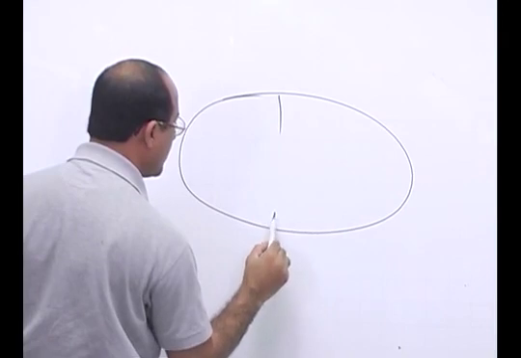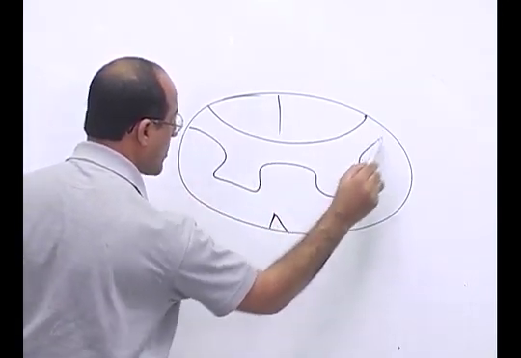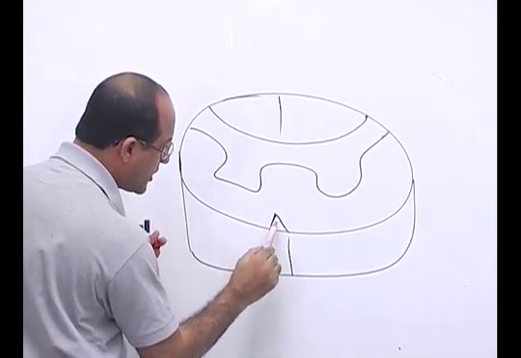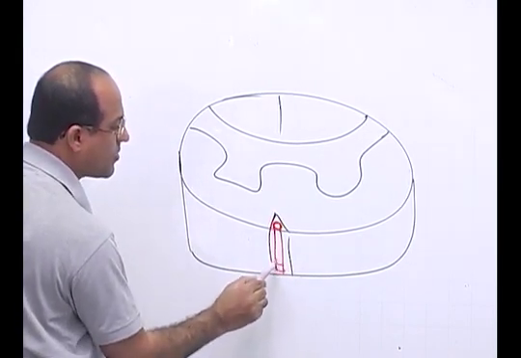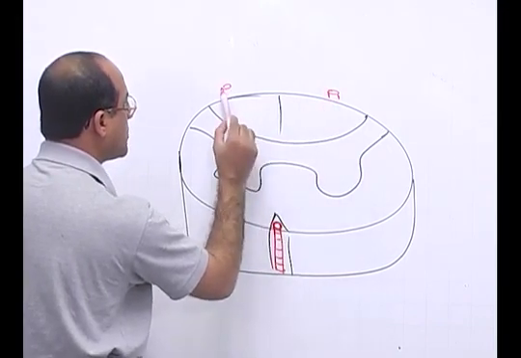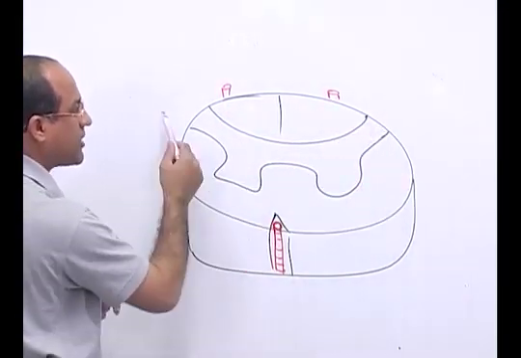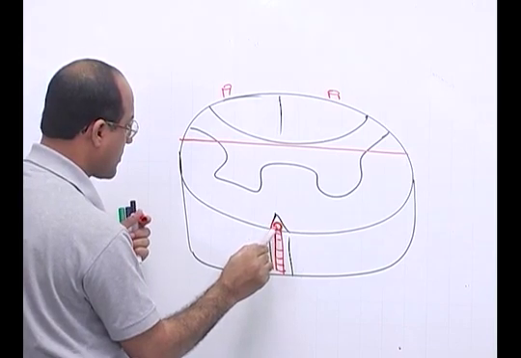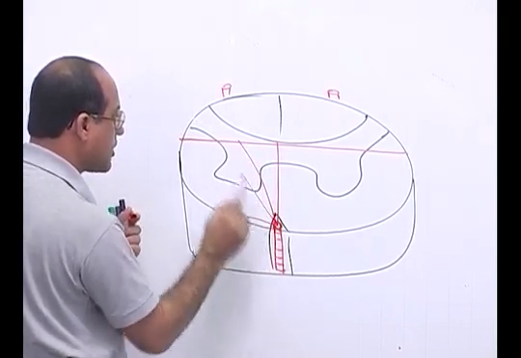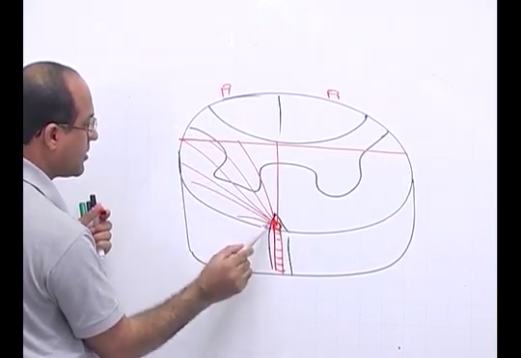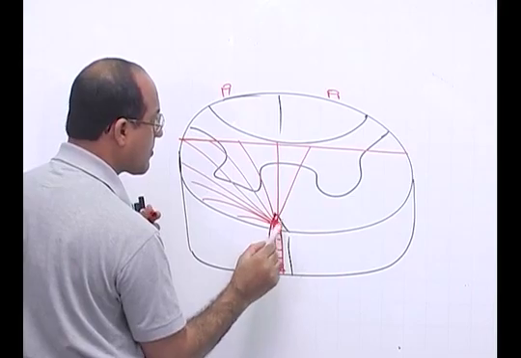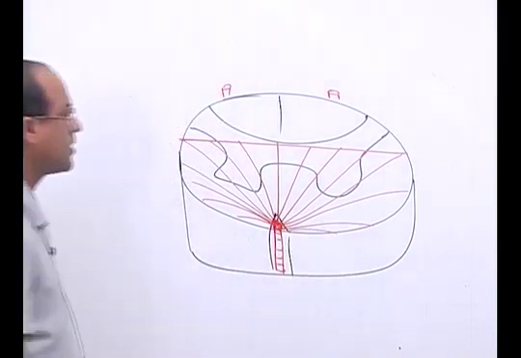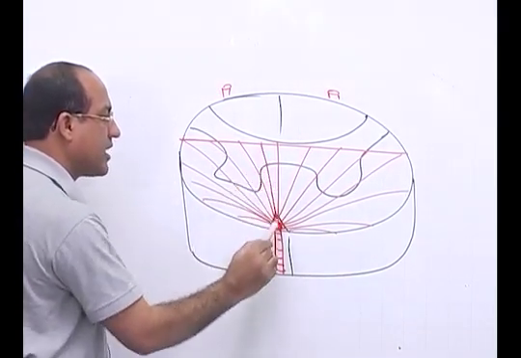If this is your spinal cord, here is the anterior spinal artery, right? And here are the posterior spinal arteries. Then there are some arteries from the sides which are coming. Now the anterior spinal artery supplies anterior 2/3 of the spinal cord. This is the supply pattern of the anterior spinal artery.